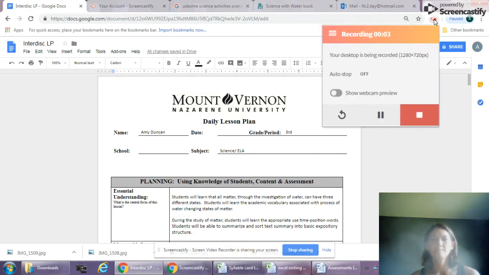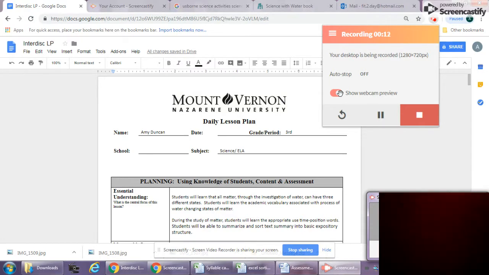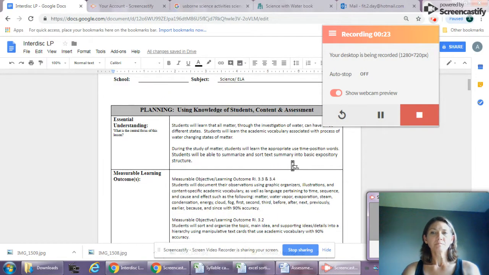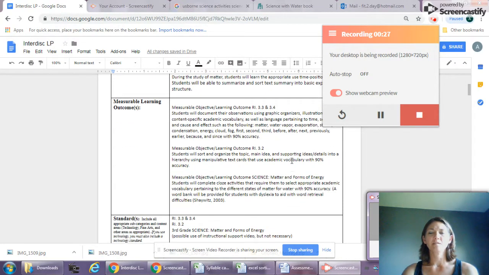Hi there. This is my lesson plan, in conjunction with... It uses English language arts and science for third grade students, and as you can see in here, my measurable objectives have to do with their academic vocabulary and making sure that's in there, and being able to sort.